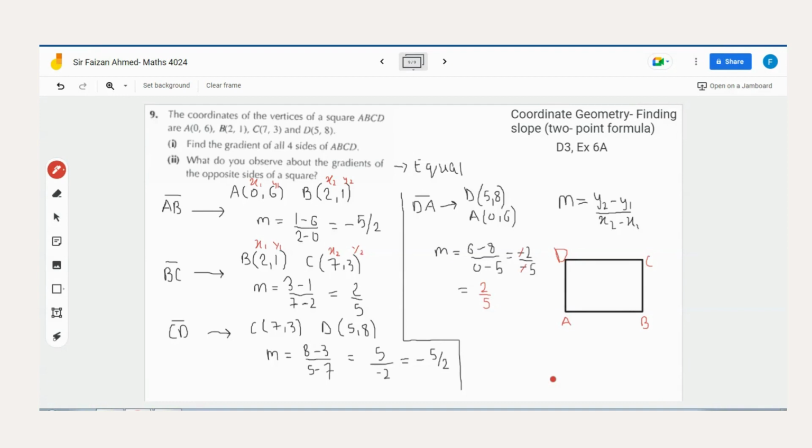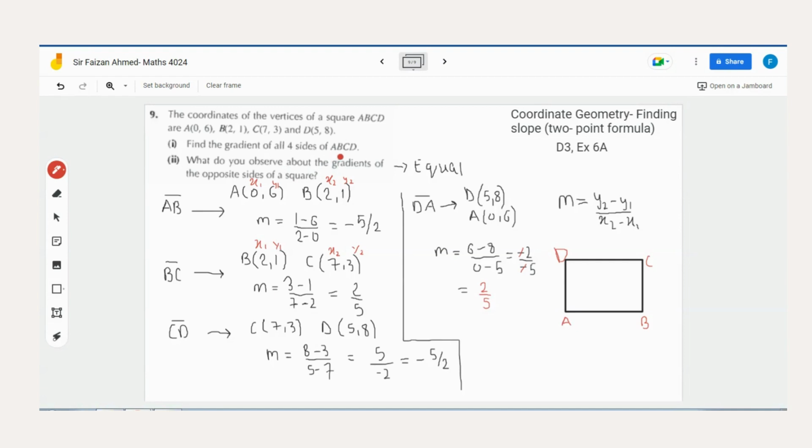The exercise is 6A, the book is D3. In this question we are using the two-point formula, that is m equals y2 minus y1 upon x2 minus x1. This is question number 9 of exercise 6A. In this question we have to find the gradients of the four sides of a square, and in the second part, we have to answer a question: what do you observe about the gradients of the opposite sides of a square?